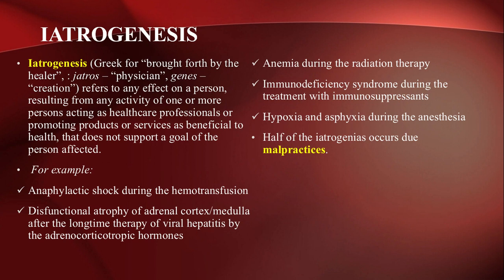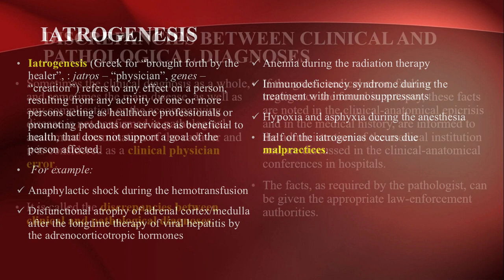For example, anaphylactic shock during hemotransfusion, dysfunctional atrophy of the adrenal cortex or medulla after long-term therapy of viral hepatitis with adrenocorticotropic hormones, anemia during radiation therapy, immunodeficiency syndrome during treatment with immunosuppressants, hypoxia and asphyxia during anesthesia, and so on. Half of iatrogenesis occurs due to malpractice.